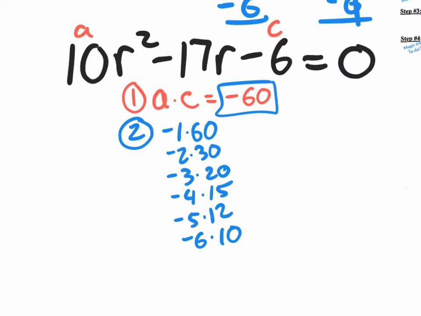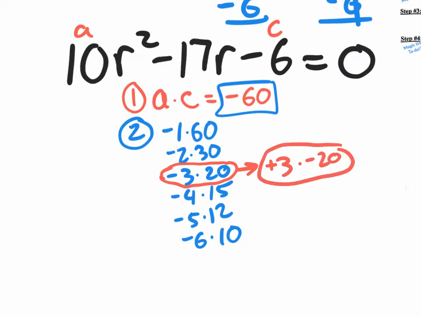I mean, it's not completely right yet, but we know that this is the right pair of numbers, because when you add negative 3 plus 20 gives us positive 17, and we want a negative 17. So all we have to do is change the signs. We have the right numbers, we just have the wrong signs. So make it a positive 3 times a negative 20. This is the correct pair of numbers for step 2.